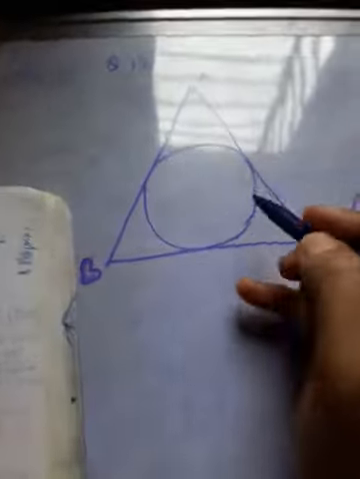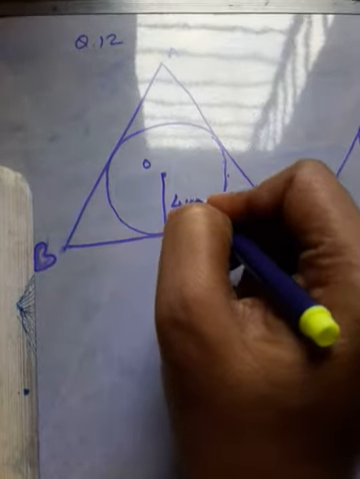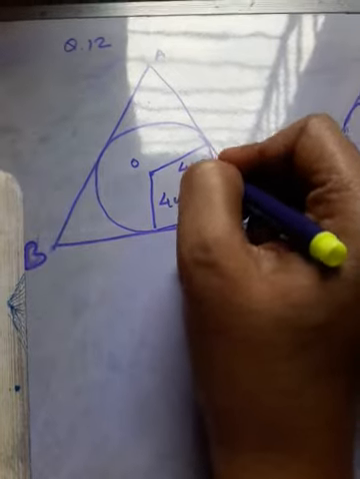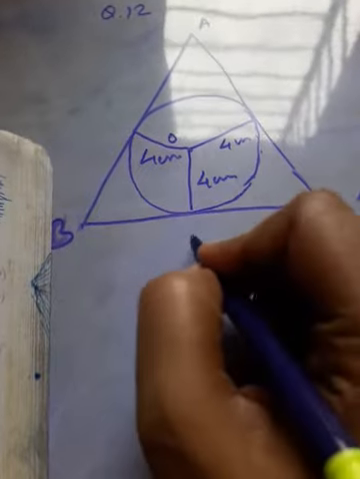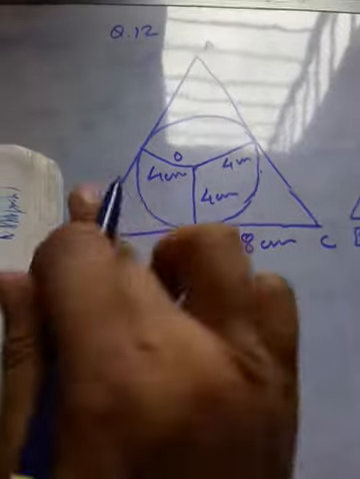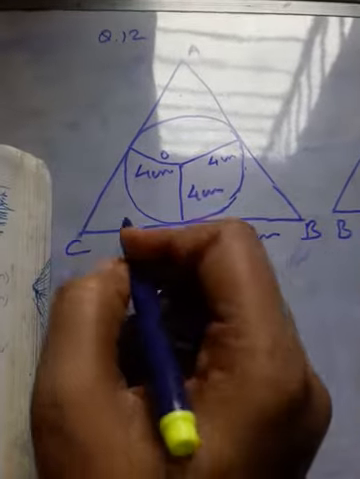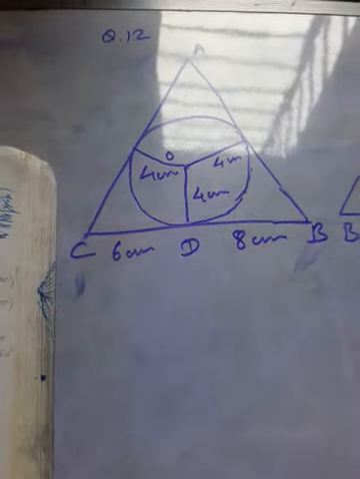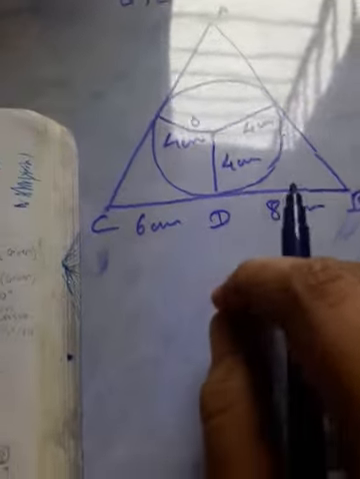Okay, so the diagram is also here. In this the radius is given. Suppose this is the center. This radius is 4 cm, this one is also 4 cm, and this one is also a radius, 4 cm. Radius is given, and BD is 8 cm and CD is 6 cm, given. And we have to find out this AC and AB.